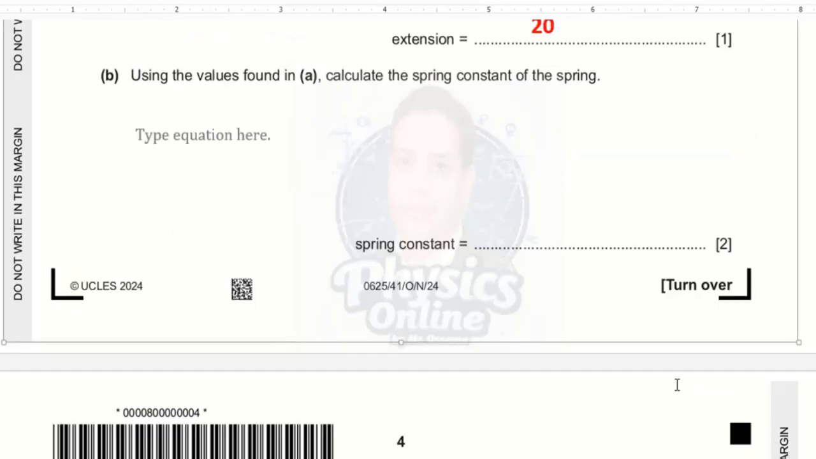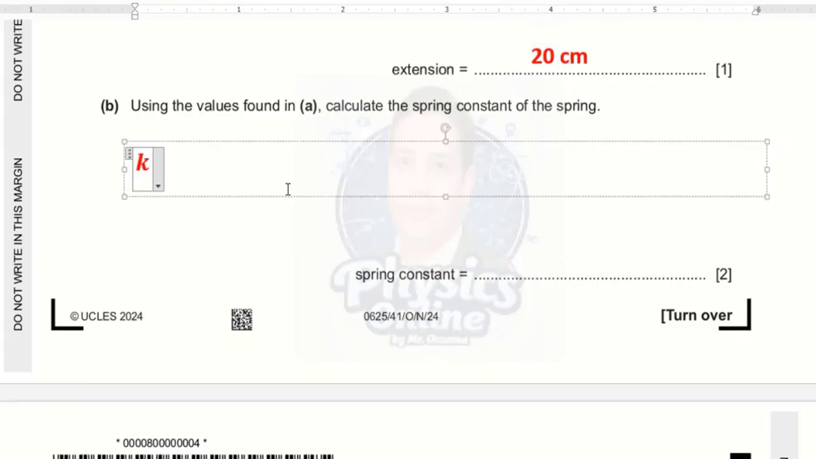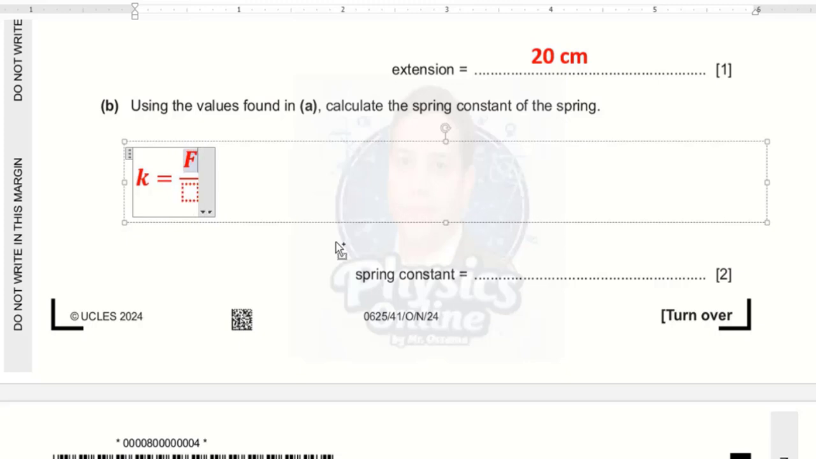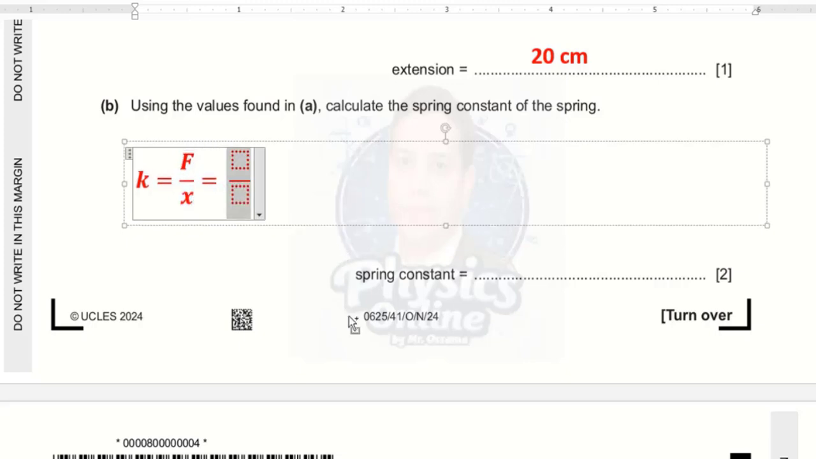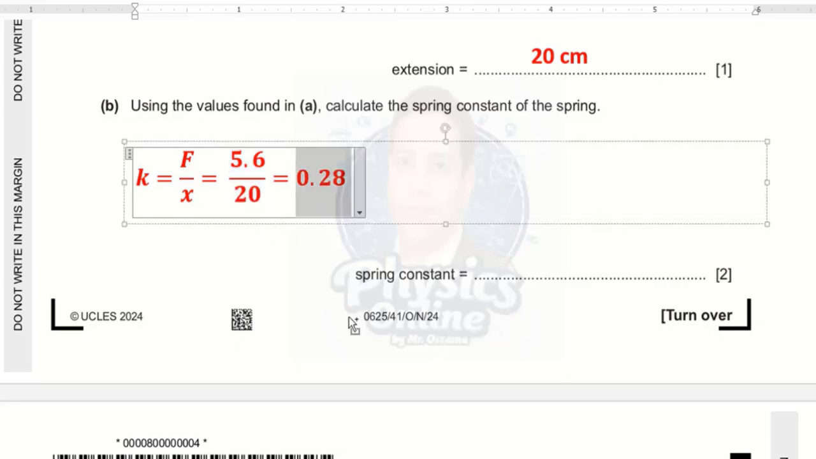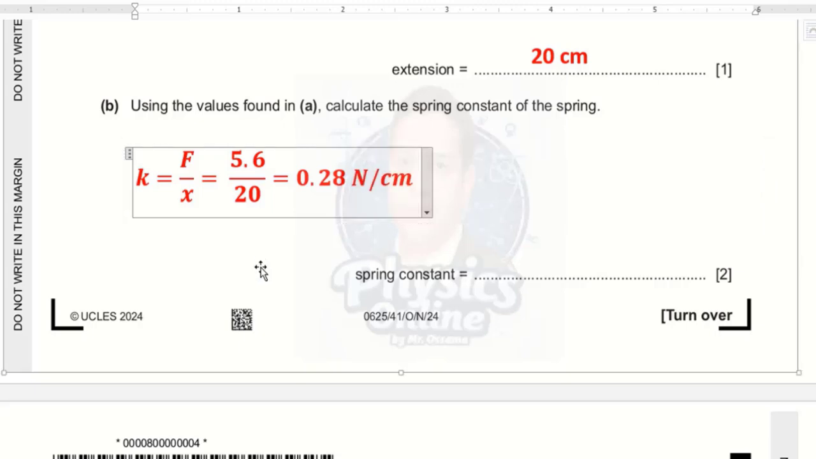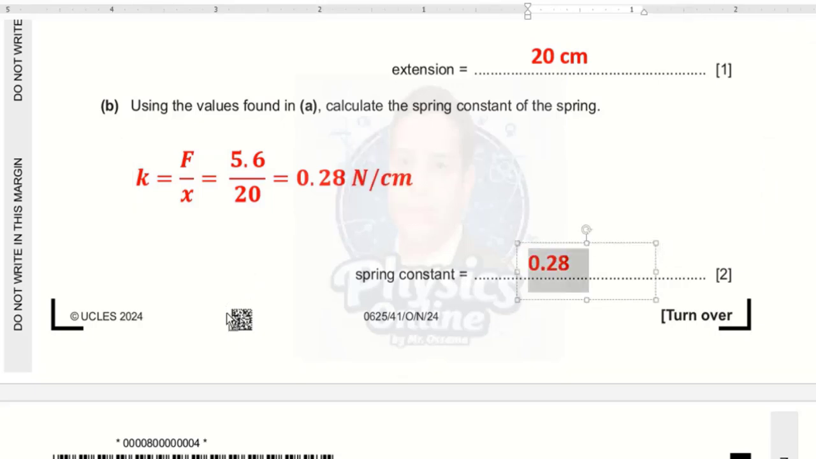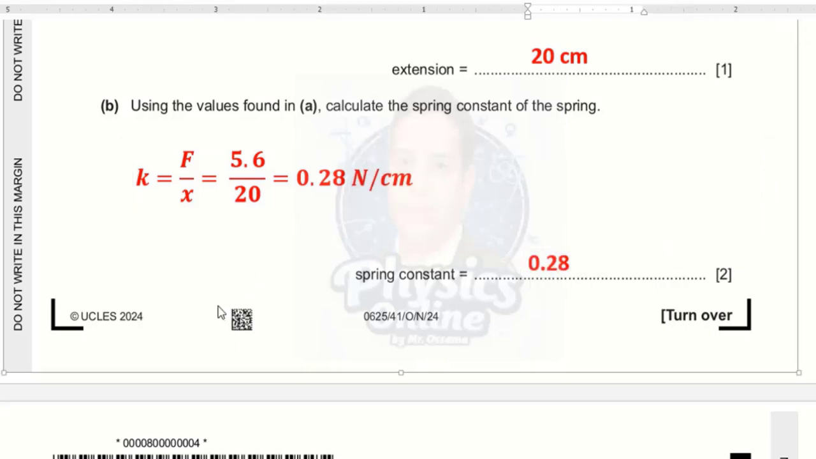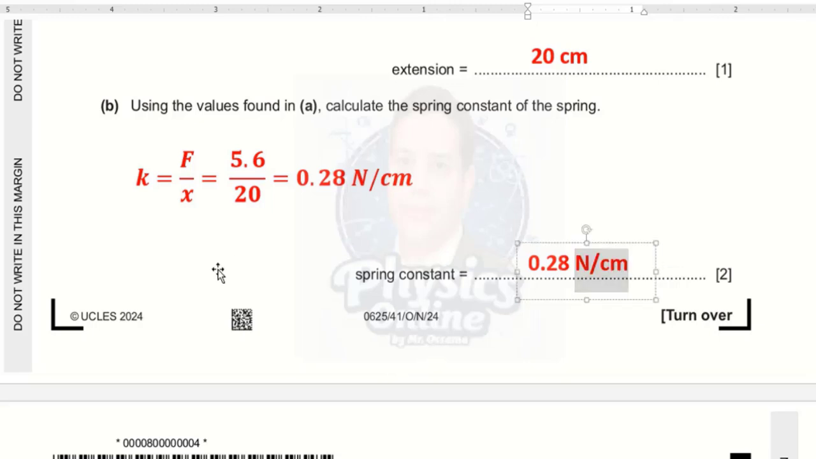Using the values found in A, calculate the spring constant. k equals F over x. The force is 5.6 and the extension 20 centimeters. It equals 0.28 and the unit here is Newton per centimeter. So the final answer is 0.28 Newton per centimeter.